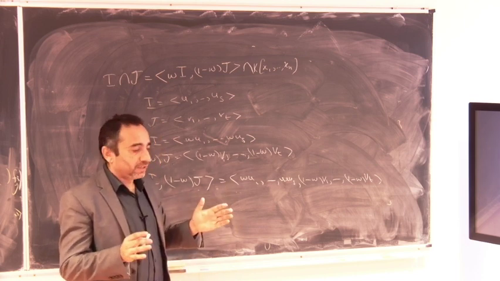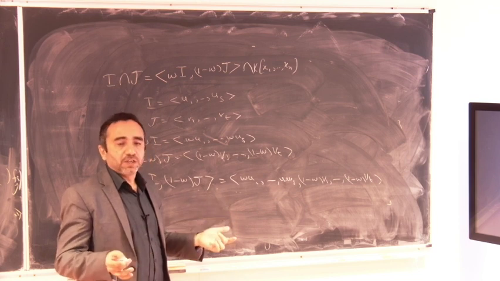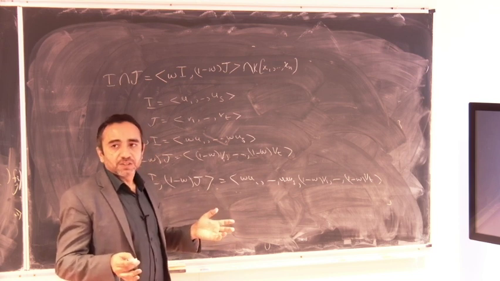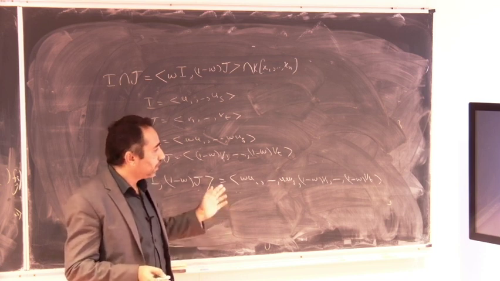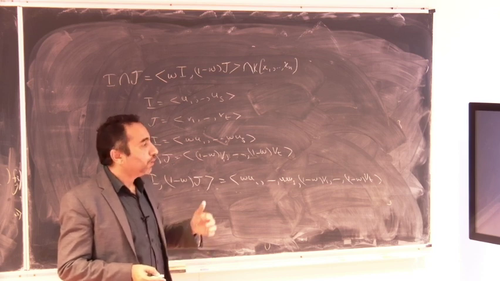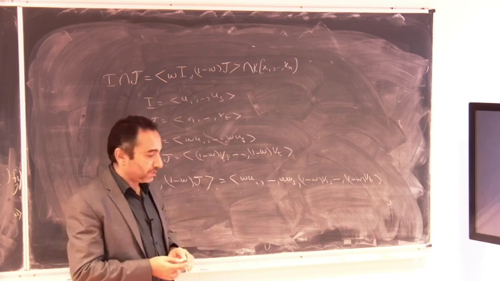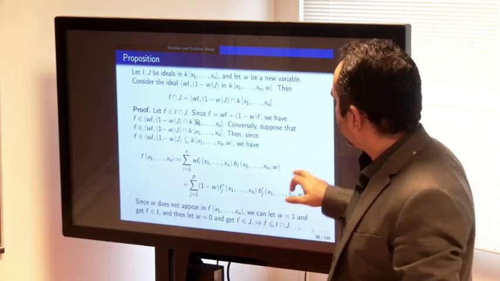And you know that if you have a Gröbner basis, it generates the same ideal. So I intersection J is just generated by this Gröbner basis as a generating set. So this is how we can compute the intersection of two ideals using Gröbner bases and this elimination ordering. This is one application of Gröbner bases which we have just discussed.